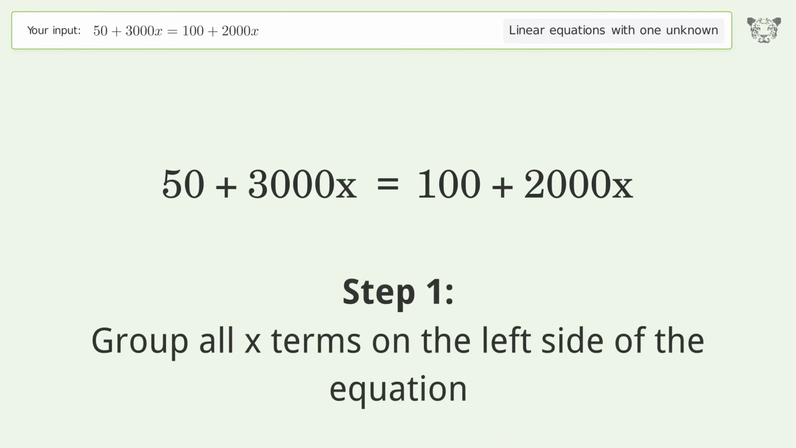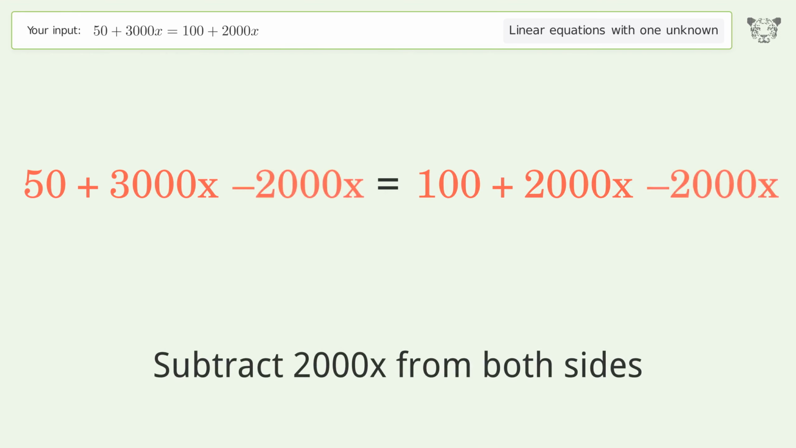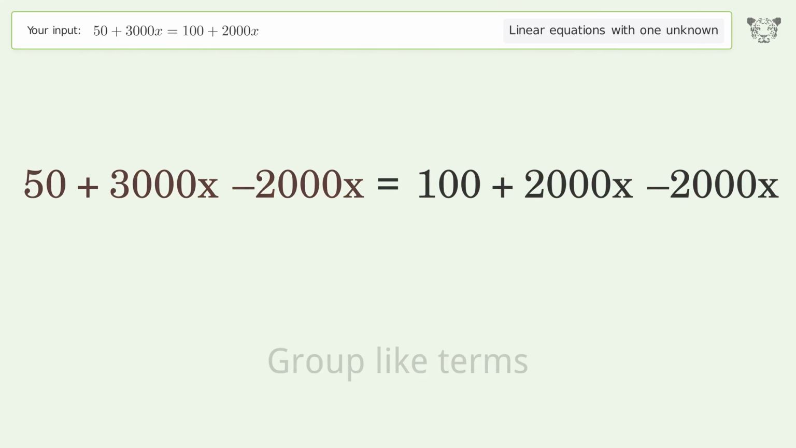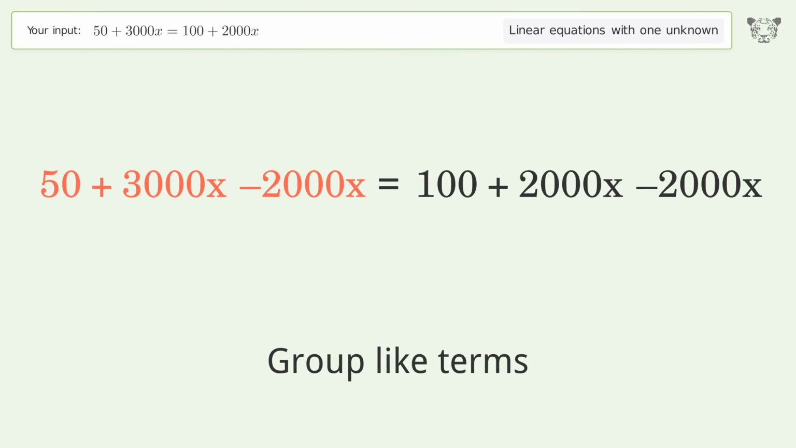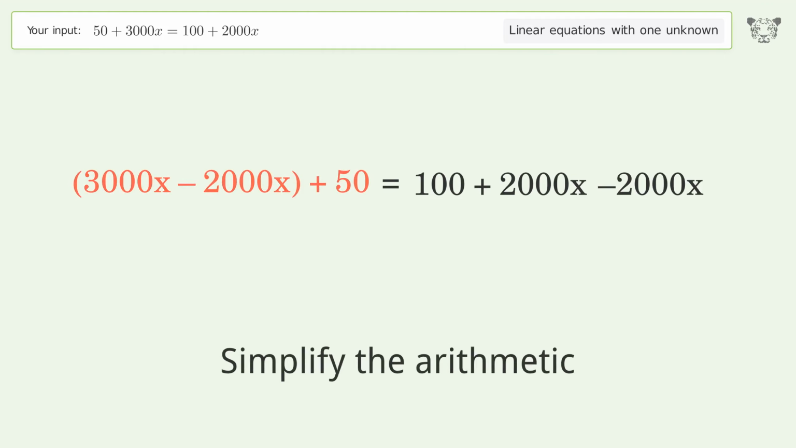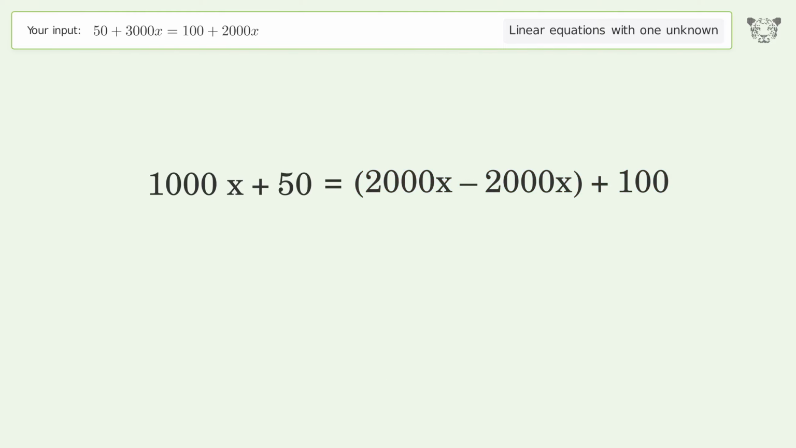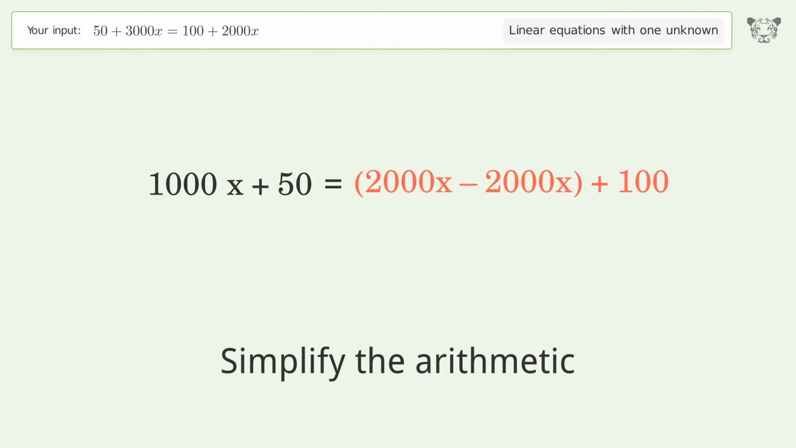Group all x terms on the left side of the equation. Subtract 2000x from both sides. Group like terms. Simplify the arithmetic. Group like terms. Simplify the arithmetic.